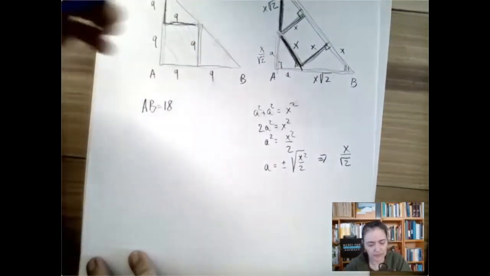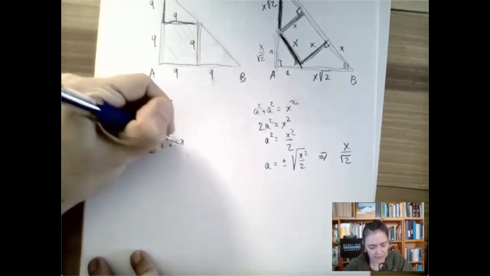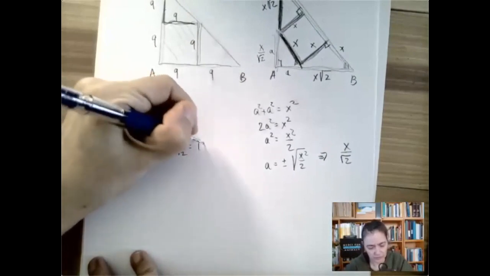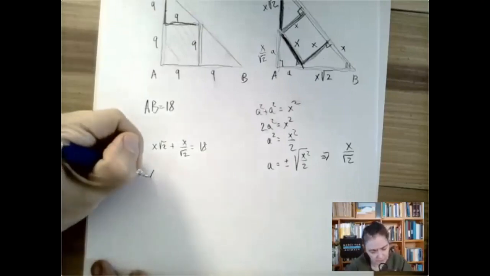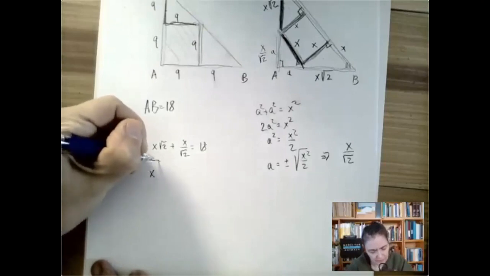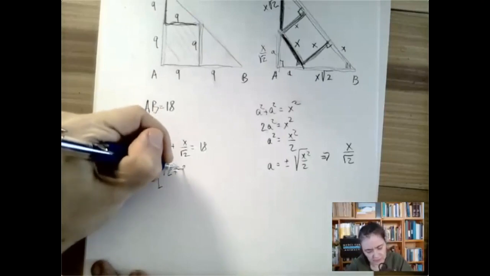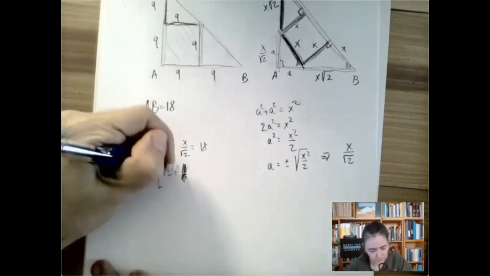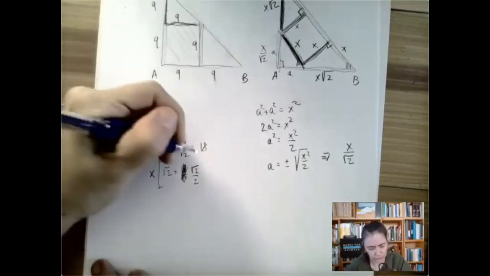Okay, and now I think we're ready to set up an equation and solve for x, because this side should be 18 long. So we have that x times square root of 2 plus x over square root of 2 equals 18. All right. Do we feel like multiplying by square root of 2? Maybe. Actually, let's just rationalize it first. So x can be factored out. And then we have square root of 2 plus, when we rationalize it, square root of 2 over 2.